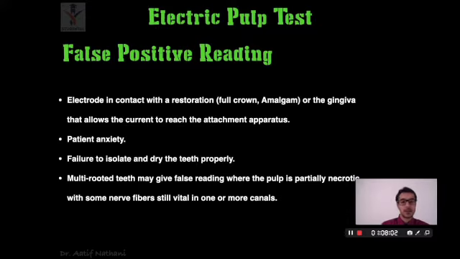Multi-rooted teeth are one of the reasons where we get confused. In multi-rooted teeth, if there is partial necrosis and partially the pulp is still alive, the electric pulp test might give a false positive reading, and you might come to a diagnosis where you say that the pulp is still alive, whereas the pulp is completely dead from inside.